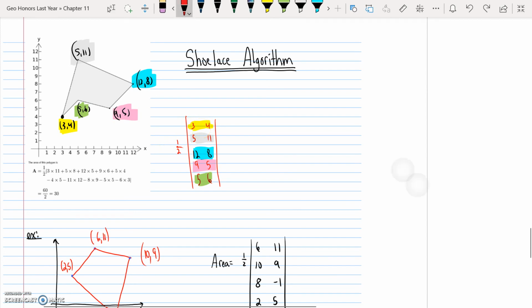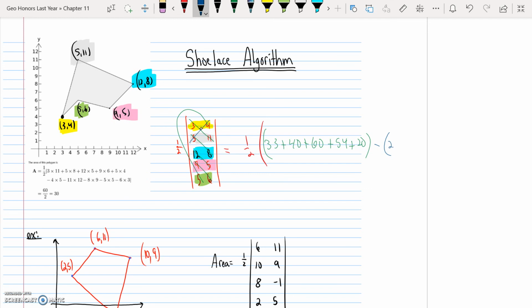And next thing we do is we multiply. 3 times 11 is 33. 5 times 8 is 40. 12 times 5 is 60. 9 times 6 is 54. And then 4 times 5 is 20. So I have all of those going in one direction. I'll change colors, minus, now here's the shoelace part going in the other direction.